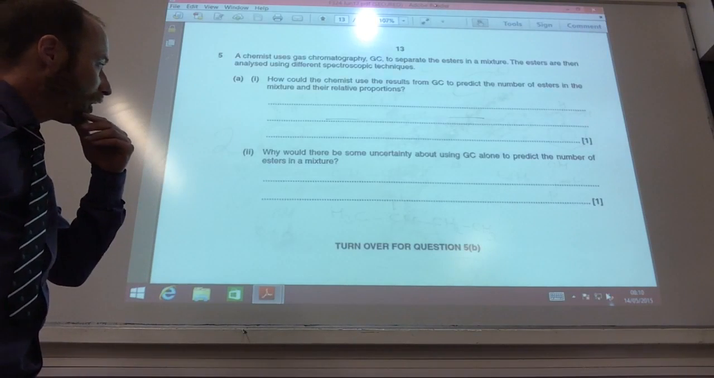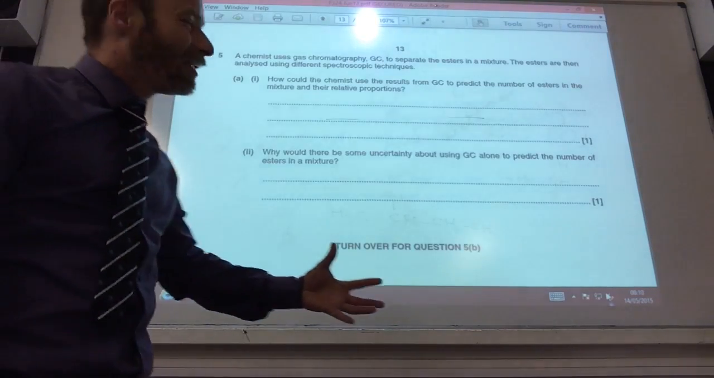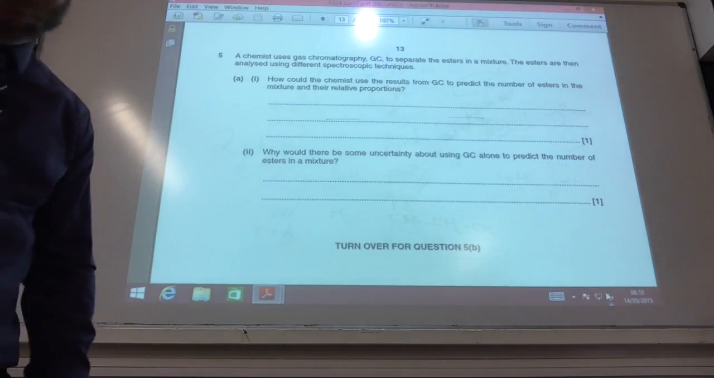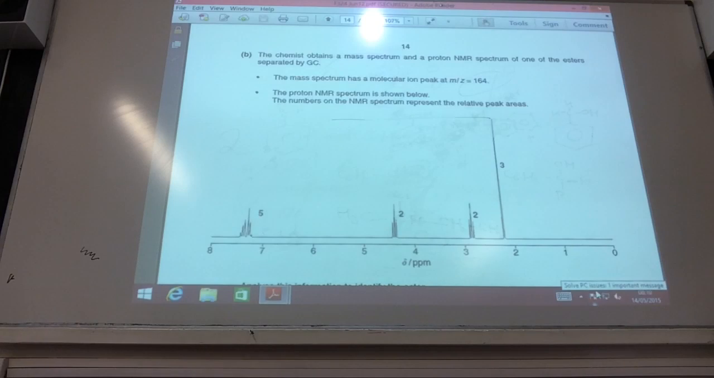Why would there be uncertainty? Well, because they're all esters, they're going to have similar retention times, so it may be difficult to tell them apart. Okay, then it's time for the spectroscopy question.